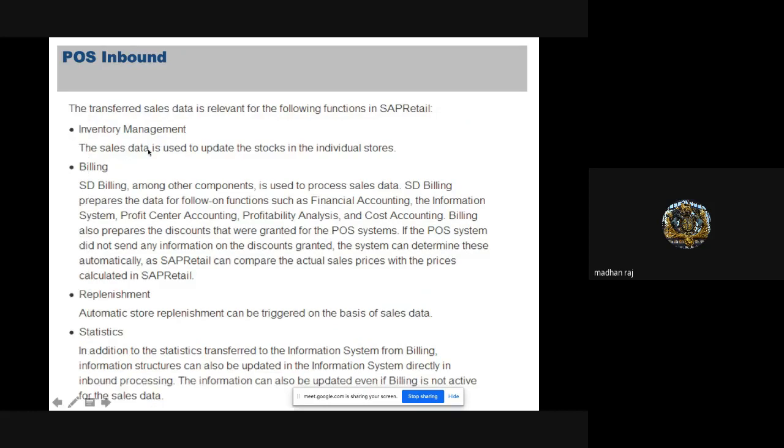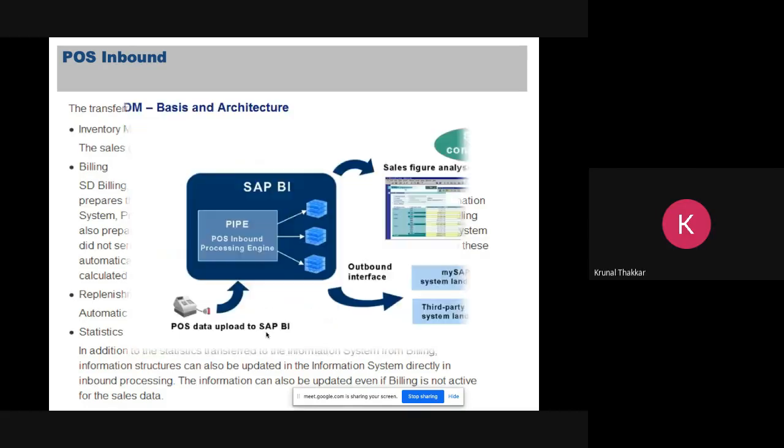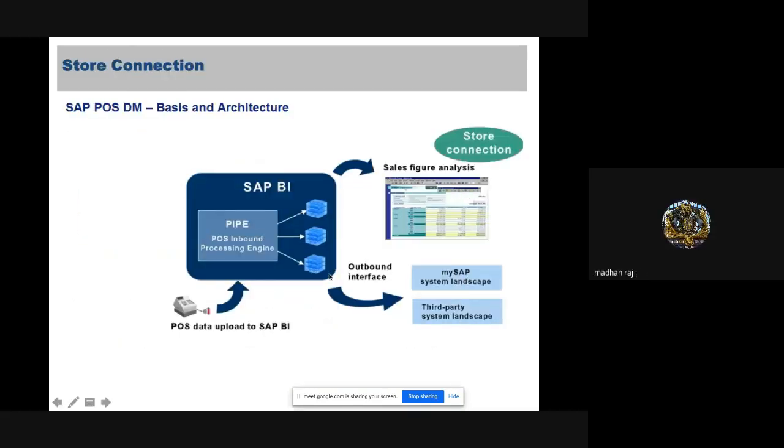In inventory management, sales data is used to update the stocks in the individual stores. In billing, we actually book the sale and do the financial accounting and profit center accounting based on the way we want it. That will be used for replenishment because it records the historical sales data, right? And in BW and other systems, you can use that data to do analysis. So this is the POS DM. In BI, since all the data is directly flowing into the BW system, you can do sales figure analysis directly.